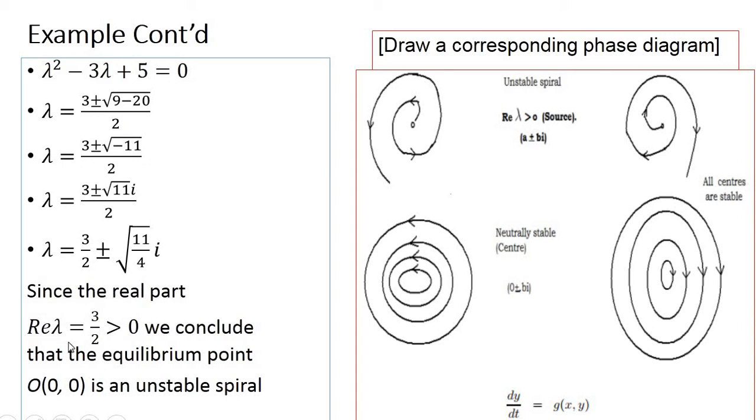Since the real part of the eigenvalues lambda 1, lambda 2 is 3 over 2, which is greater than 0, we conclude that the equilibrium point, this 0, 0, is an unstable spiral. If it's an unstable spiral, it can be this or it can be this solution. Alright, so thank you.